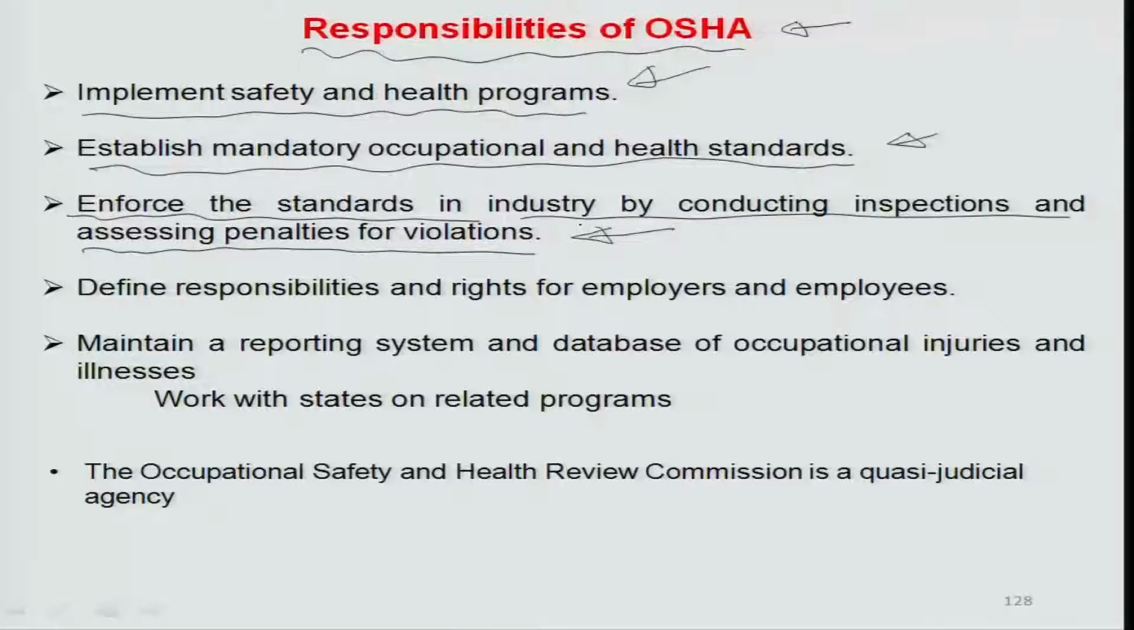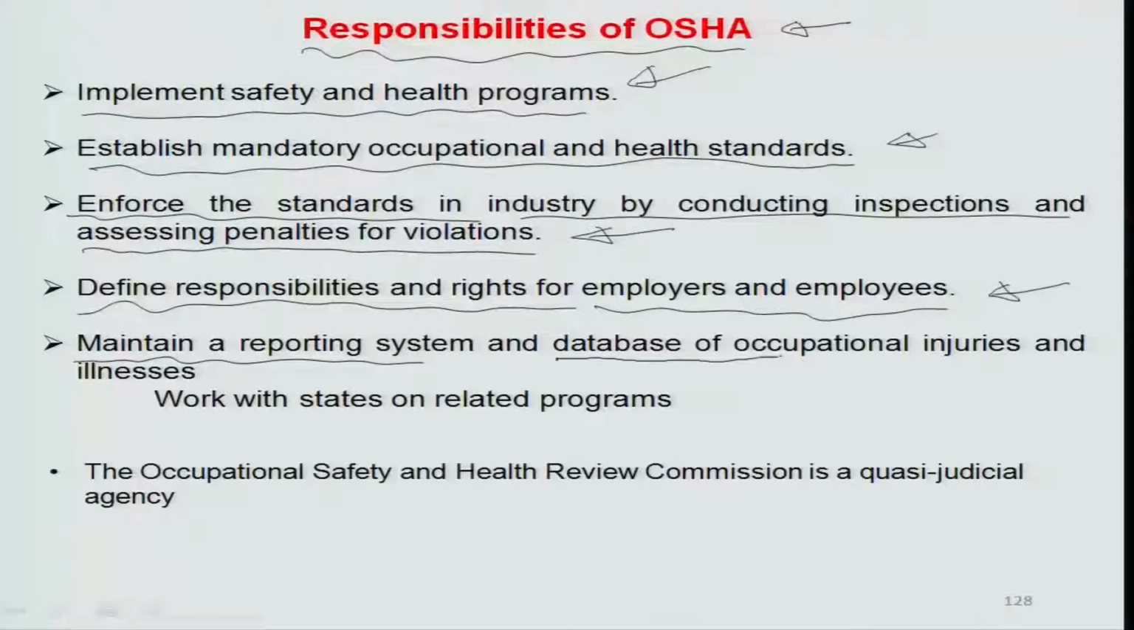Okay. And then also define responsibilities and rights for employers and employees, which gives both the stakeholders an idea of not getting exploited in a given unfortunate situation of an industrially unsafe practice being carried out, leading to an accident. Okay. Some of the responsibilities of organizations like OSHA also include maintaining a reporting system and database for occupational injuries and illnesses, and working with the government on related programs which would increase awareness and increase more stakeholding by parties who are involved in such industrial practices. And so it is not only a policing or a monitoring role, but also a facilitating role that such organizations must play to improve the overall mandate of industrial safety.